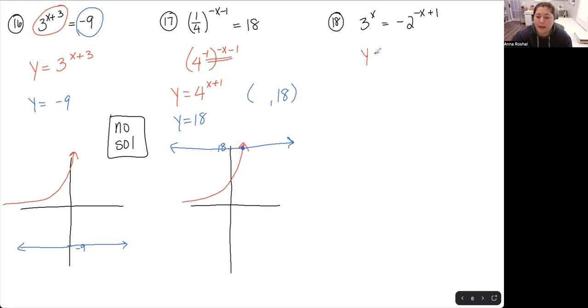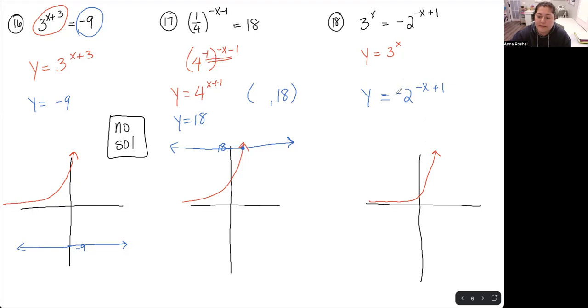We're going to go y equals 3 to the x. And when we graph that, let me change colors. 3 to the x is going to go down, down, down, and then up exponentially. And then the other equation is going to be y equals negative 2 to the negative x plus 1.